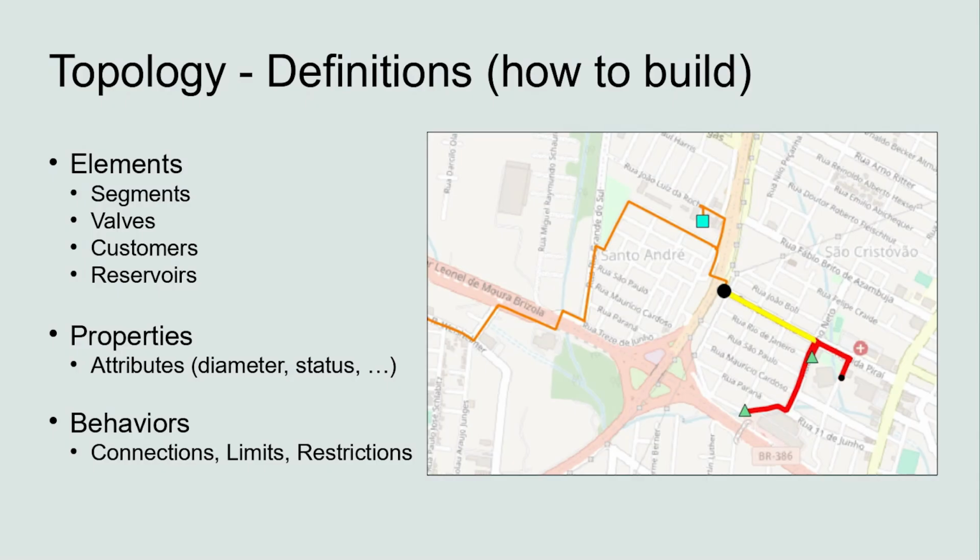As I told you, after we define a topology, we can perform actions over this network. Segment isolation is the example that I showed you. You can manipulate valves, see which customers will be affected by this operation, and build new features.